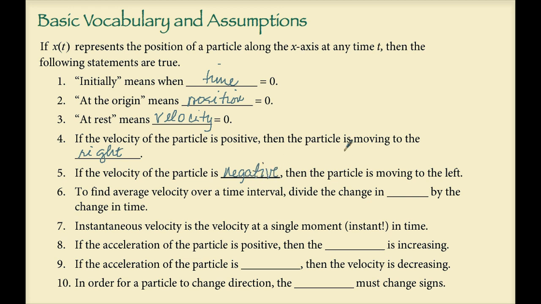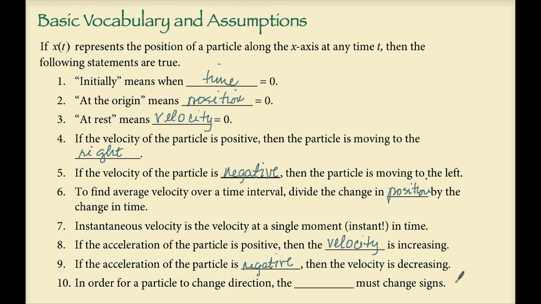To find average velocity over a time interval, divide the change in position over the change in time. This is your generic slope formula, change in position over change in time, and that gives you average velocity. Instantaneous velocity is the velocity at a single moment or instant in time. We have to use a derivative to find instantaneous velocity. If the acceleration of the particle is positive, then the velocity is increasing. If the acceleration of the particle is negative, then the velocity is decreasing.